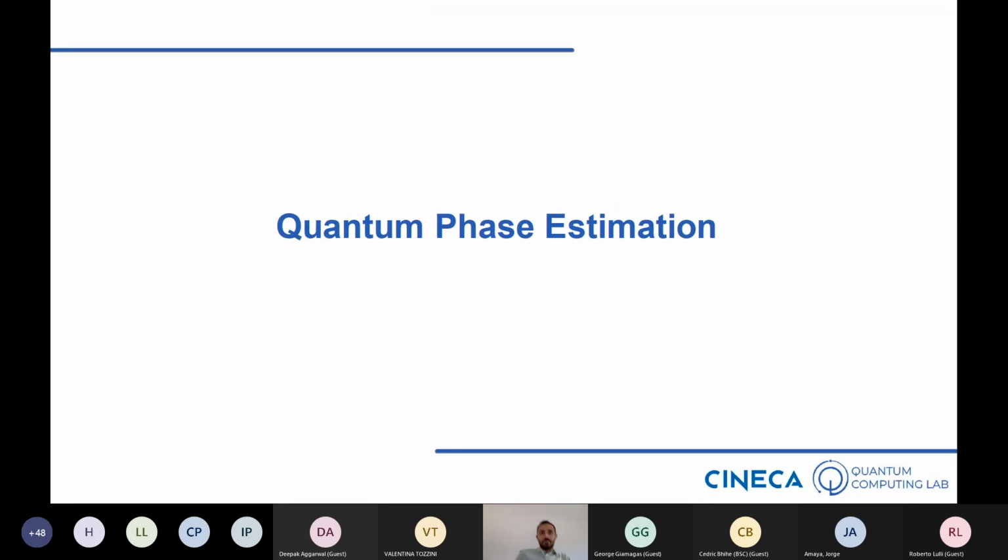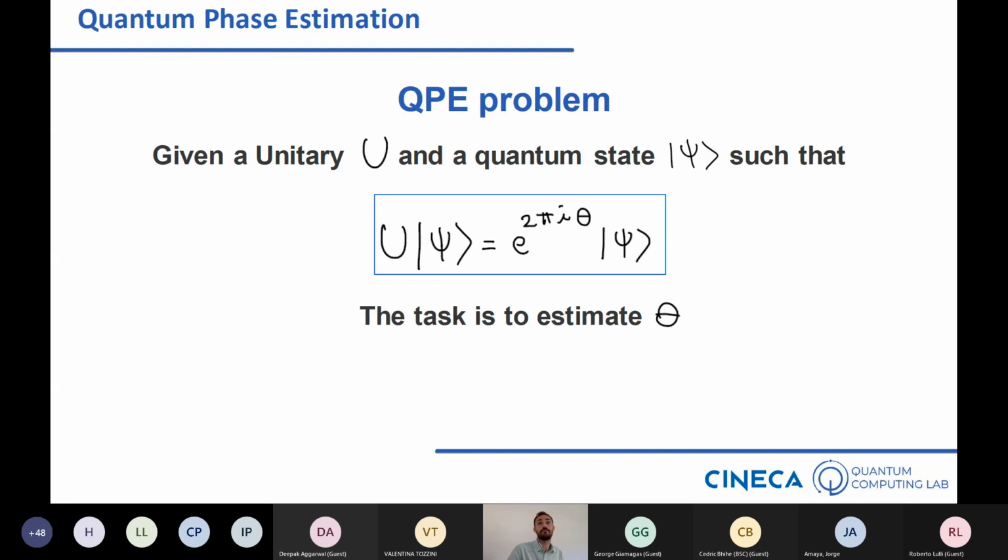Okay. Let's go on with the quantum phase estimation. I think we still have 20 minutes. It's probably going to be the last algorithm. We're going to see it in the afternoon because we don't have time now. But okay, it's fine. Quantum phase estimation.